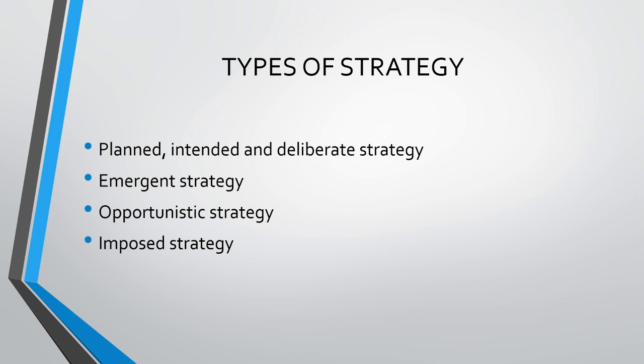We also have opportunistic strategy. With this strategy, an organization may take advantage of the changes in the market or recognize a new skill or opportunity in the market. We also have imposed strategy, which is basically policies that are imposed by the government.